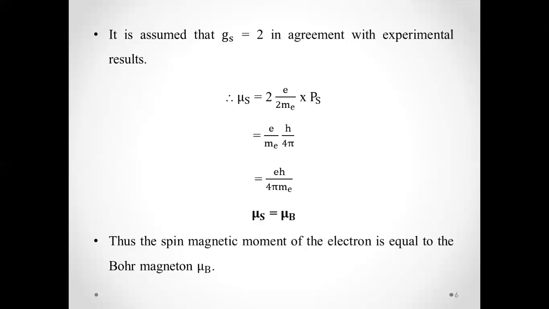The right-hand side of this expression is a familiar expression for the Bohr magneton. Therefore, mu s is said to be equal to mu B. Thus, the spin magnetic moment of the electron is equal to the Bohr magneton.